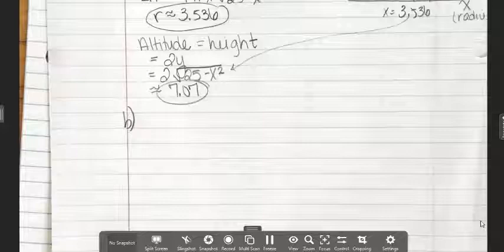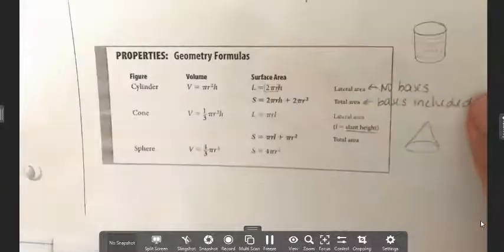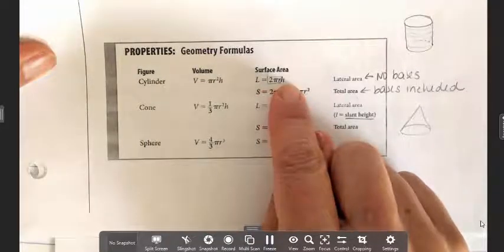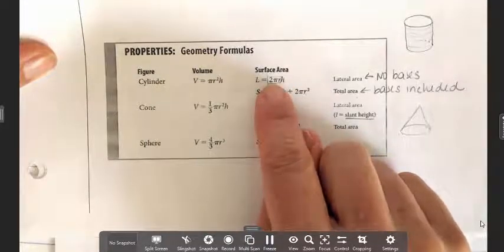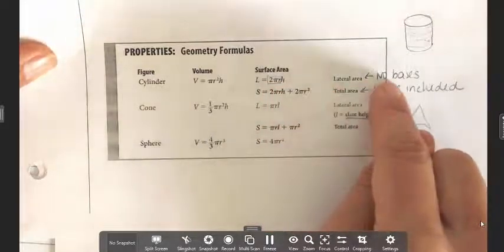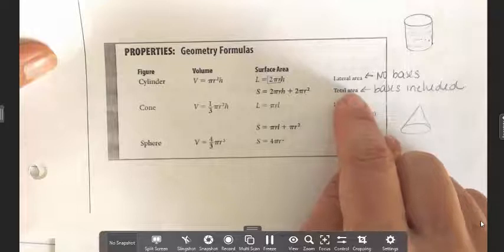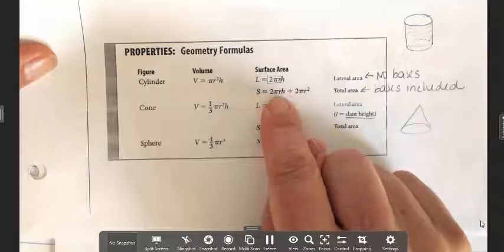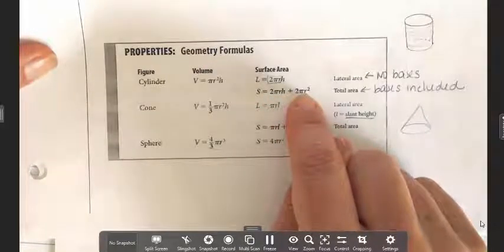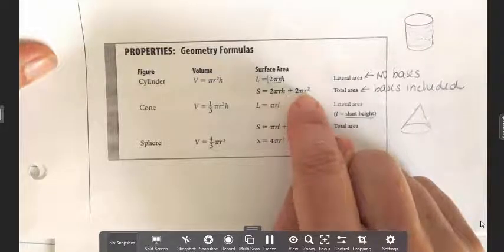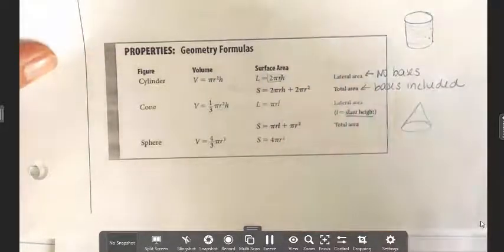So in your notes, just as a reminder, lateral area for a cylinder was that 2 pi r times height, which is basically the circumference times the height. So that's the lateral area. We don't include the bases. But the total area now, which they like to call the S for surface area, is basically the lateral area plus the area of the two bases. So you got 2 times the area of one of the bases. So total area just includes the bases.